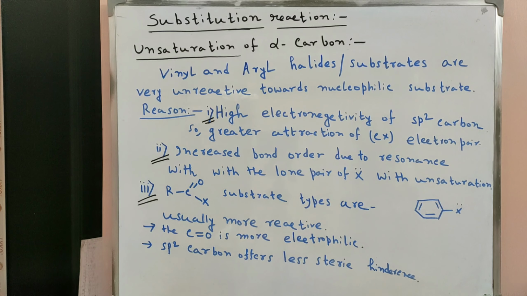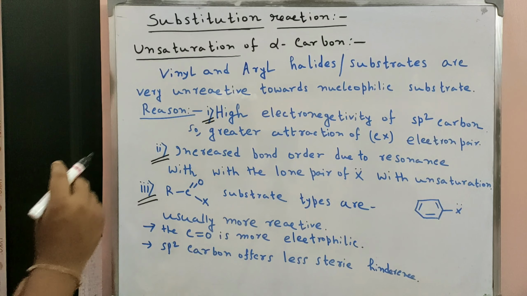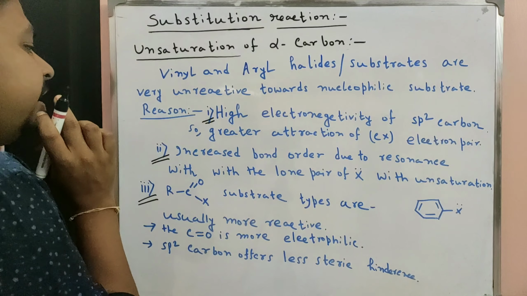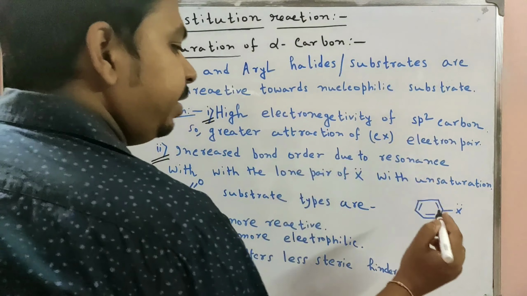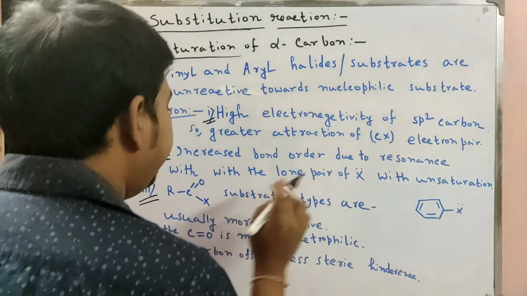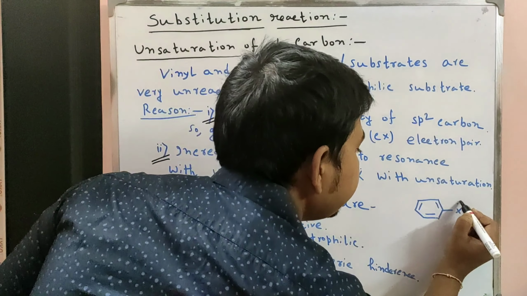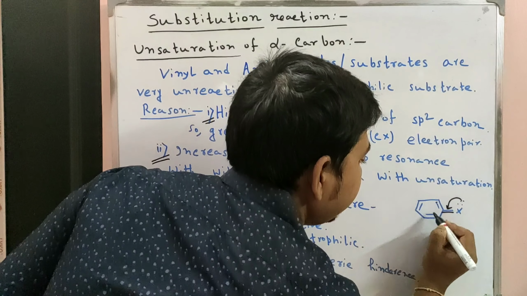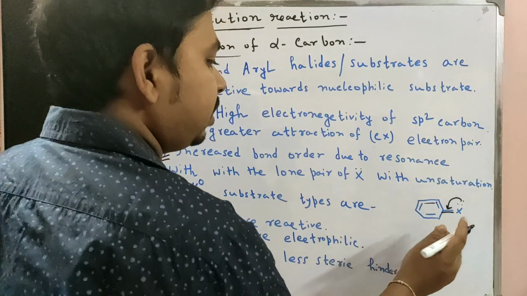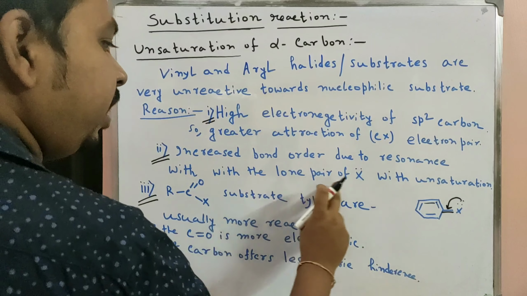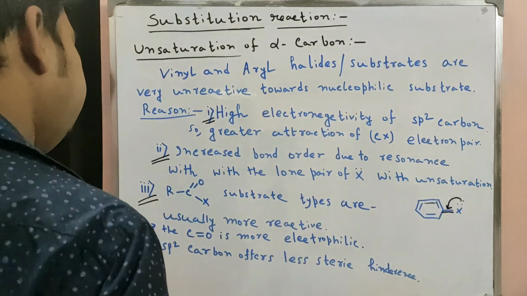So here, unsaturation of the alpha carbon. Vinyl and aryl halide substrates are very unreactive towards nucleophilic substitution, because of the high electronegativity of this sp2 carbon, so there is greater attraction of the C-X electron pair. When the lone pair is shifted through this bond, double bond character forms. So in that case, the bond order increases due to resonance of the lone pair of X with the unsaturation.